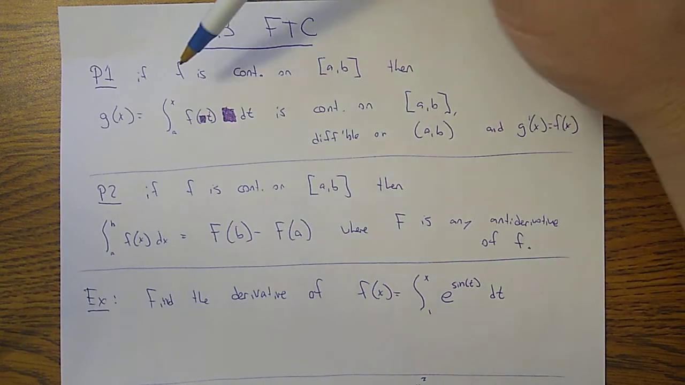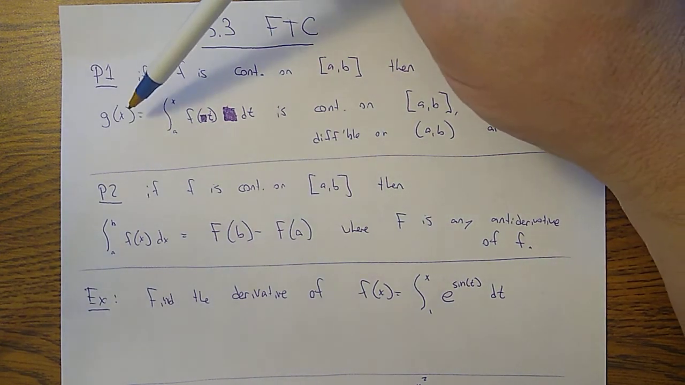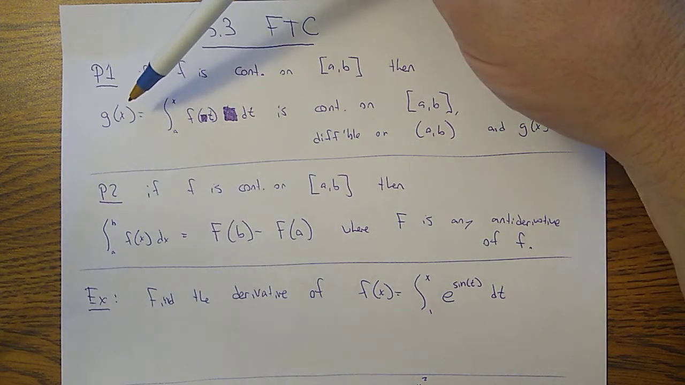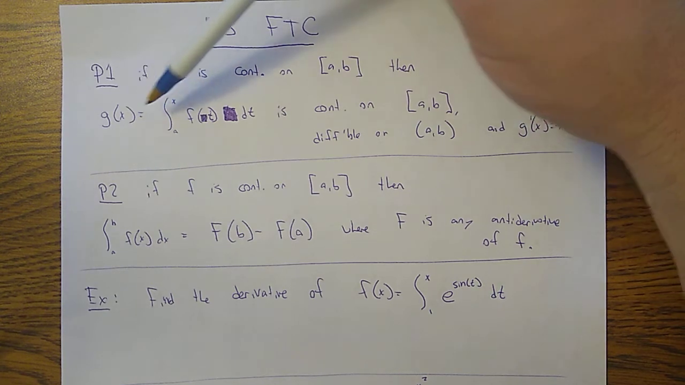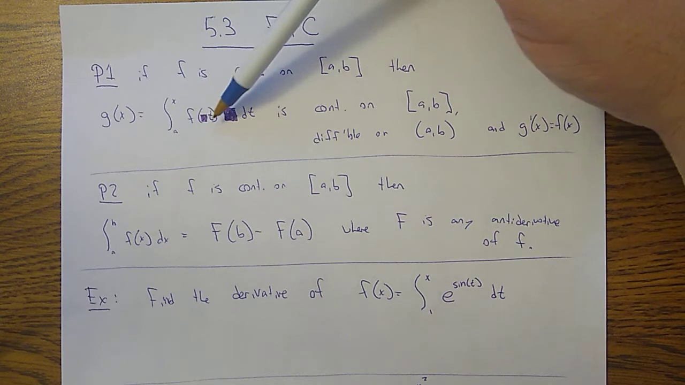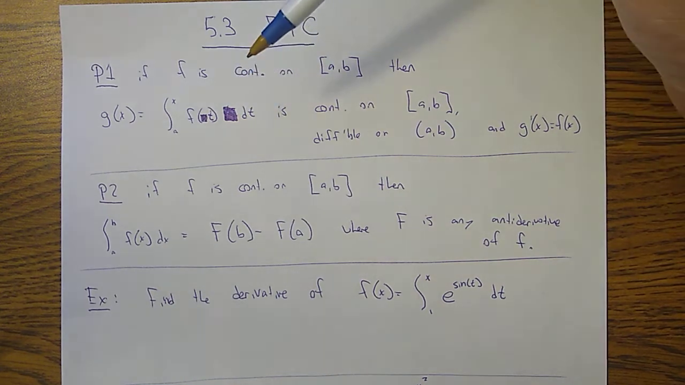Here's the first part. It's about if you have a continuous function, and I'm going to define a second function in terms of the first function, where the second function g of x is the integral from a to x of f of t dt. Sorry, I messed up a little bit when I was writing this. This should be f of t dt.